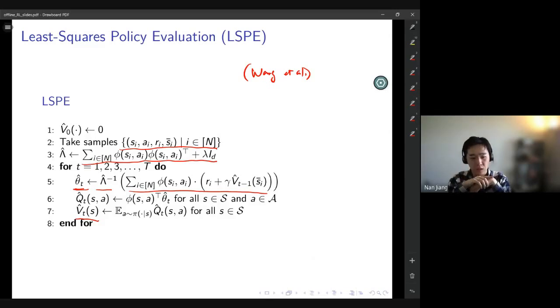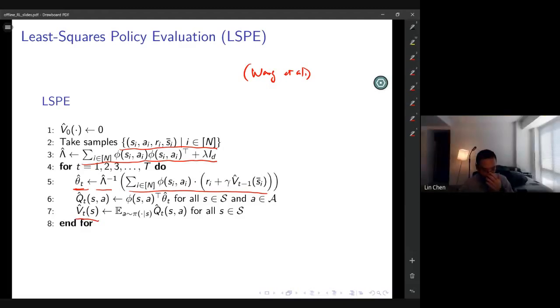Because, for example, in the work of Duan and Wang, they assume the Bellman closeness, which helps you control error propagation. But here you only have realizability, right? So you don't have closeness. So I think that's the question of how do you control error propagation?